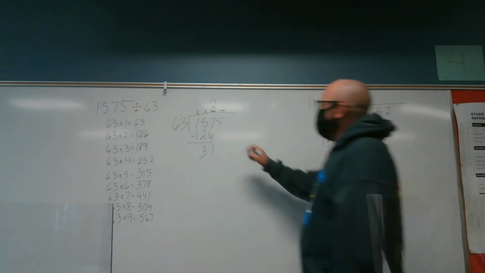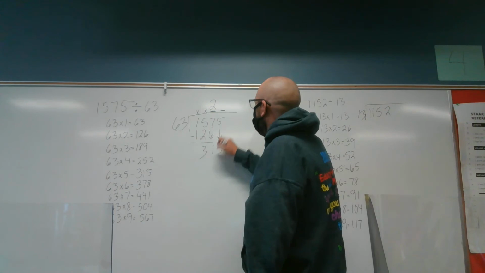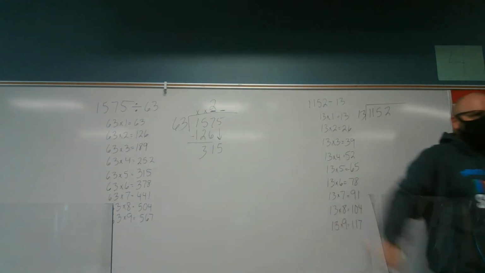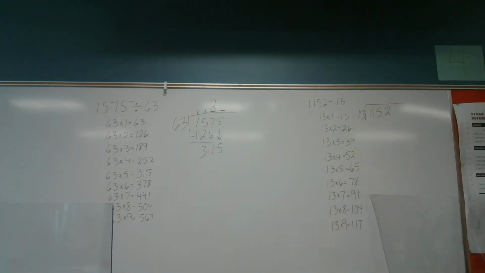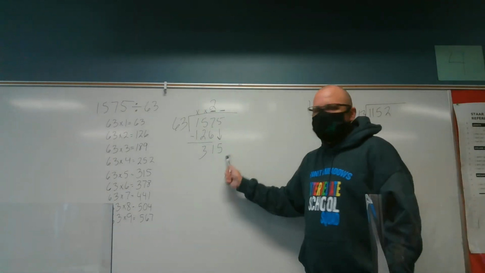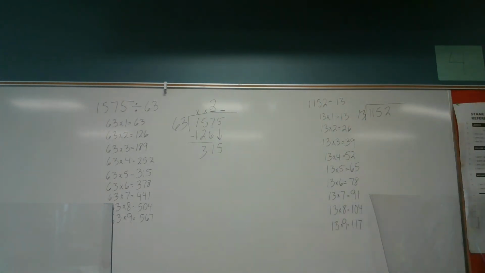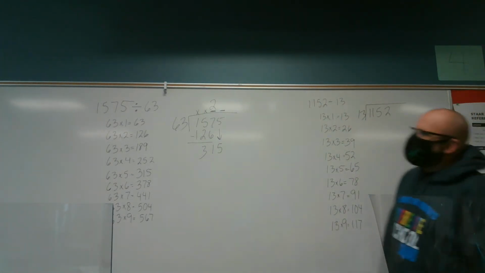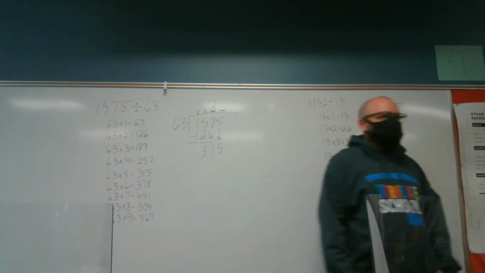Now, I bring down my next number. And since the next number I'm putting in is above the 5, and I can tell that because I just brought the 5 down, I'm taking 63 into 315.